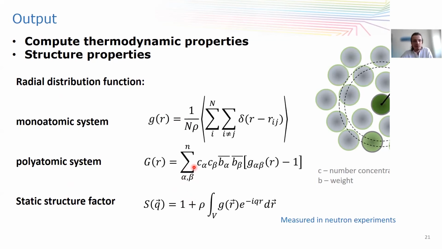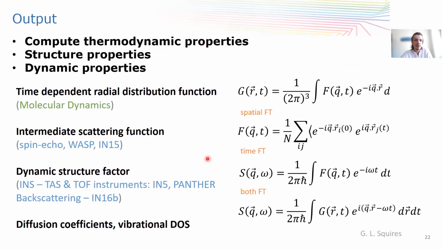Next, a very important field where molecular dynamics is used is to calculate dynamic properties, for example, the time-dependent radial distribution function. We get this function directly from molecular dynamics. If we do the spatial Fourier transform, we get the intermediate scattering function, which we can measure here in Ireland, in Spinnaker, on WASP, on IN15. Then we do another time Fourier transform, and we get the dynamic structure factor, which we measure in inelastic neutron experiments.